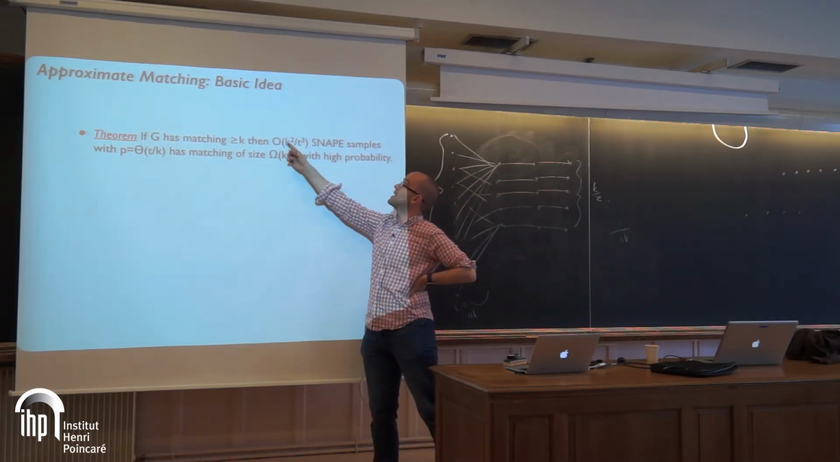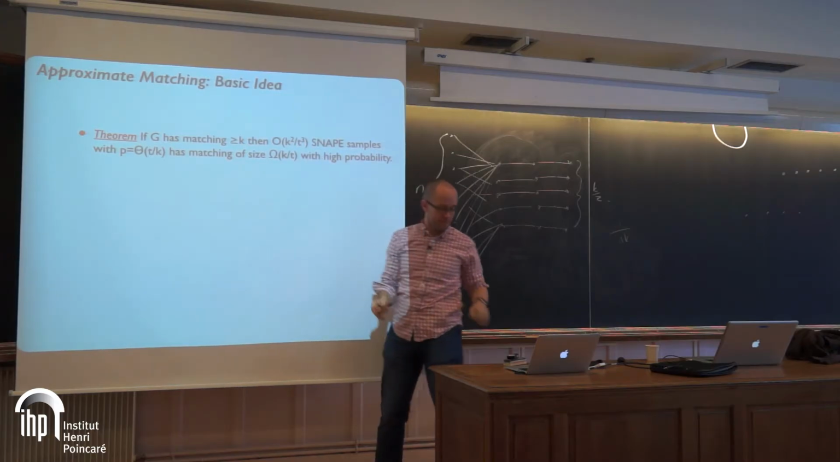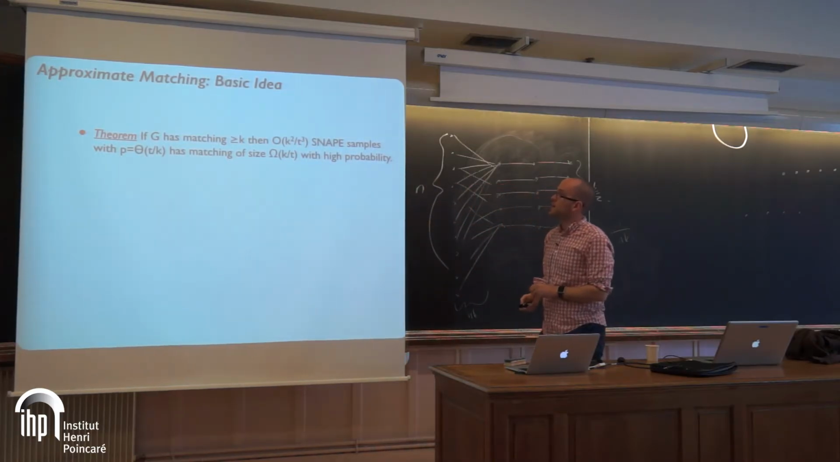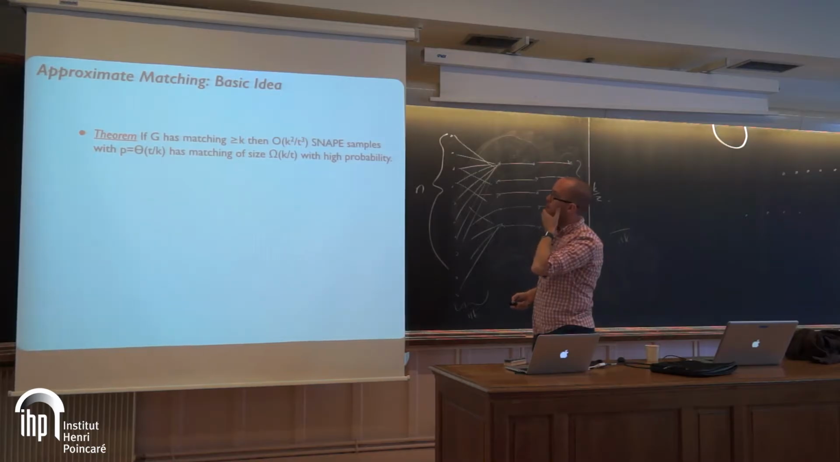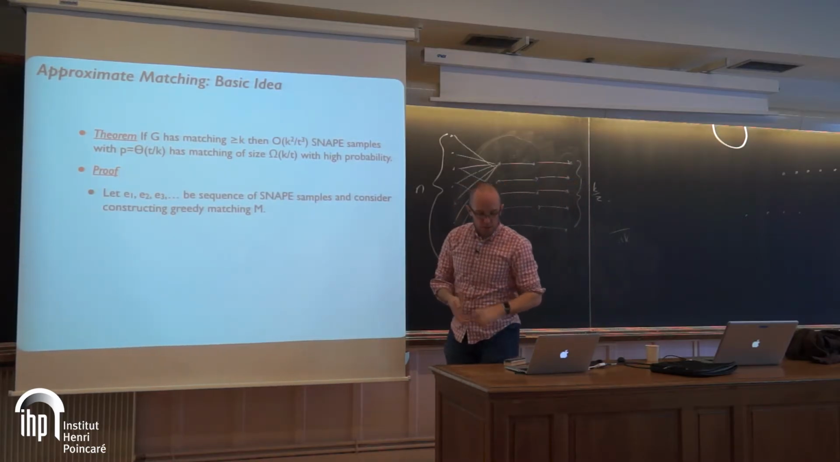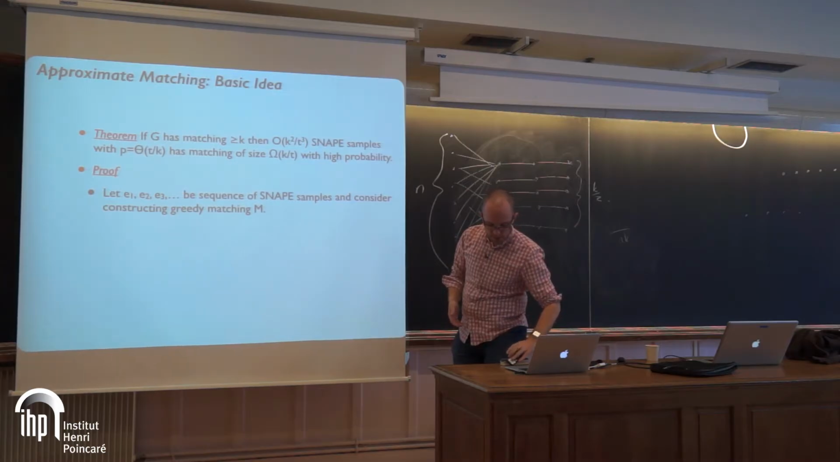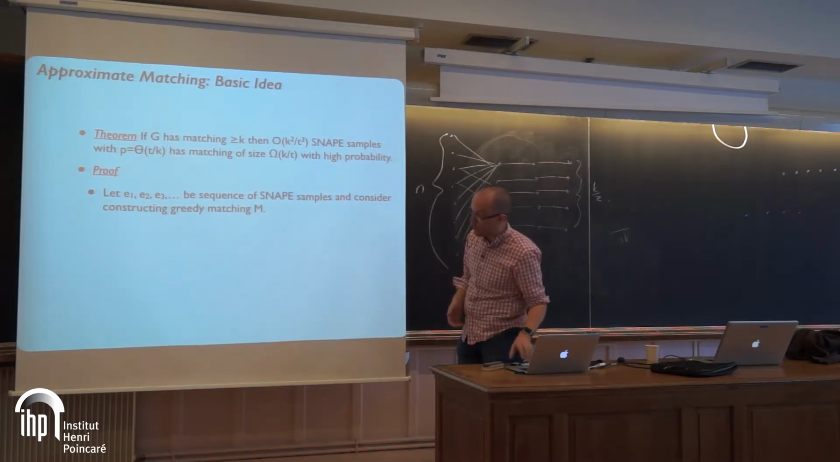Basically, to get from here to the results I claimed a few slides ago, you just guess k. You make geometric guesses for k: 1, 2, 4, 8, 16, all the way up to n, and so this ends up being n squared divided by t cubed.